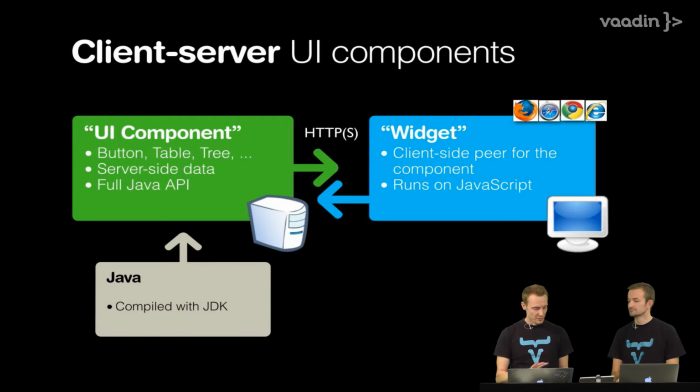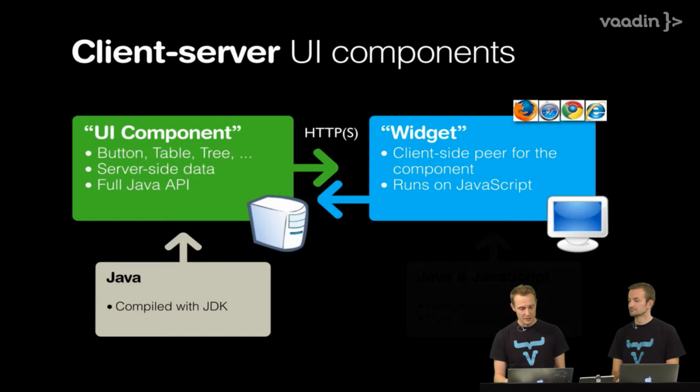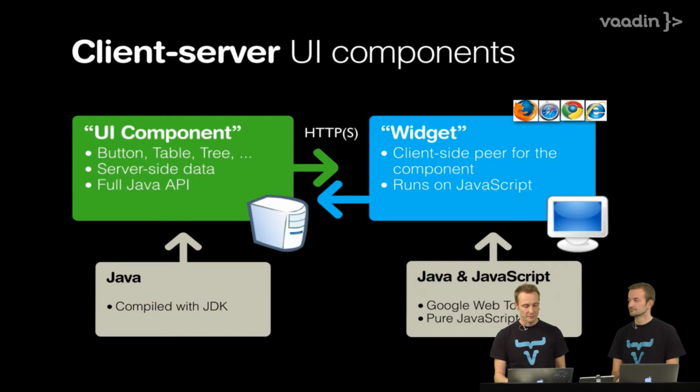On the server side, you use the Java tooling, JDK basically, and on the client side, you have also Java through the GWT compiler, and also you can use plain JavaScript there. So if you're only doing a small integration, JavaScript might be a better option than having the GWT compiler.